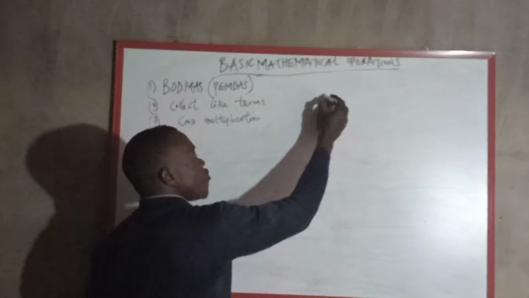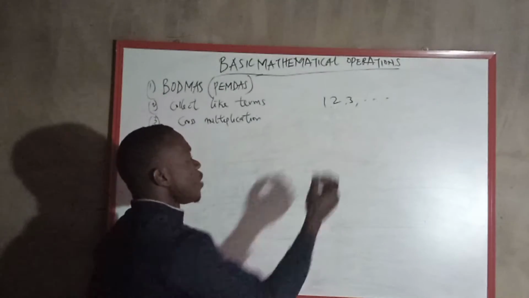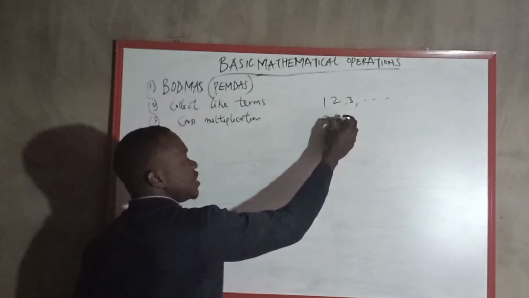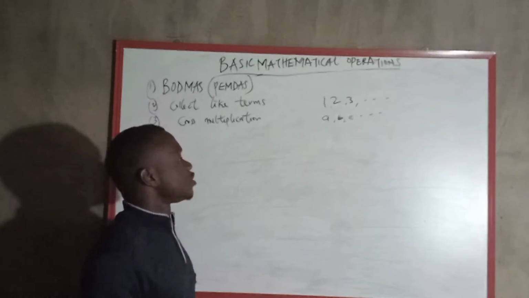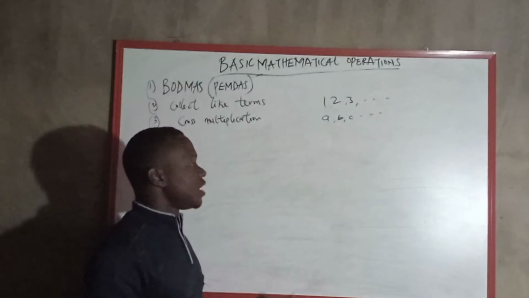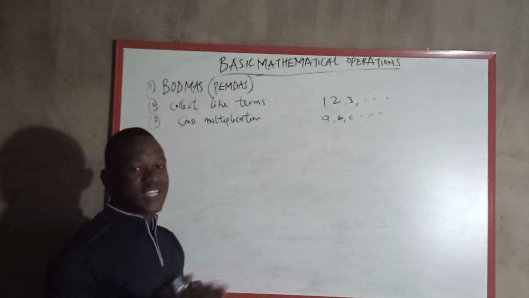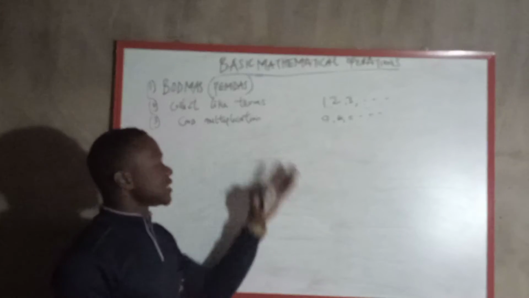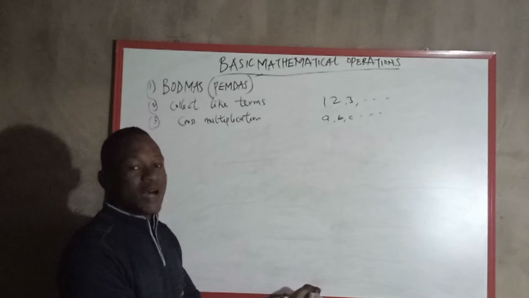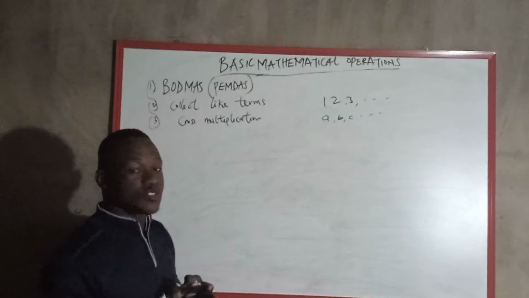Mathematics is one, two, three, and so on. That's numbers. While English is A, B, C, and so on. That's alphabet. So you have numbers and alphabet. Now, most times in calculations, you have numbers, alphabets, or a combination of numbers and alphabets. So collecting like terms simply means separating the numbers from the alphabet, or separating the numbers and alphabet from the other one that does not look like them.